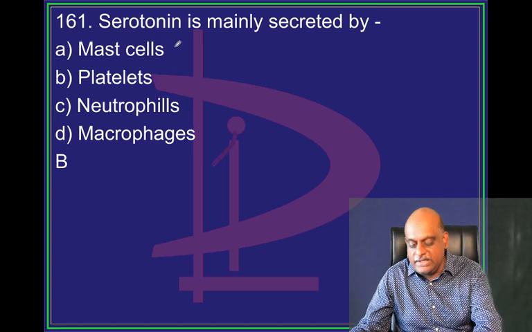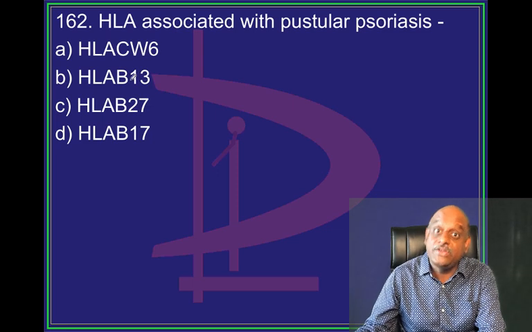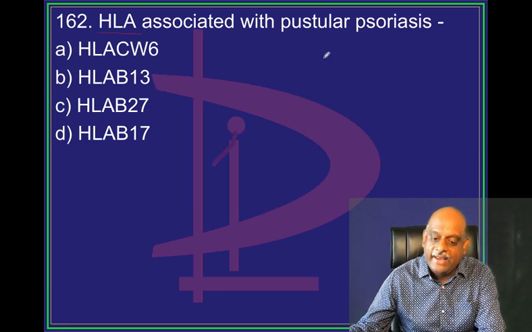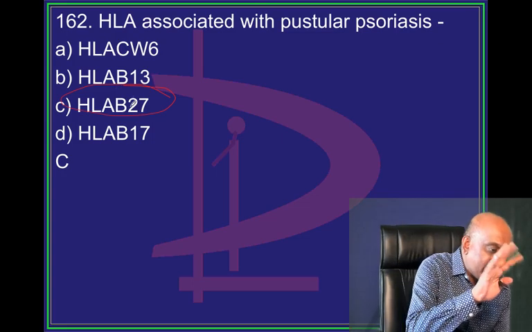Serotonin is mainly secreted by the platelets, not histamine, serotonin. HLA, pustular psoriasis, HLA B27. Keep punching the answers, doctor.